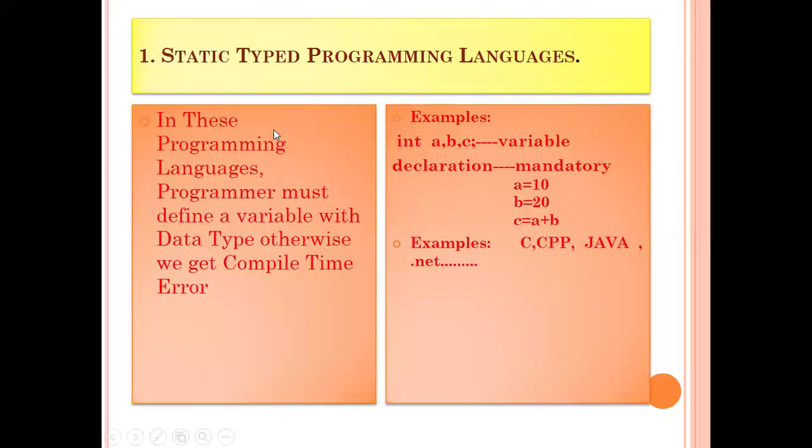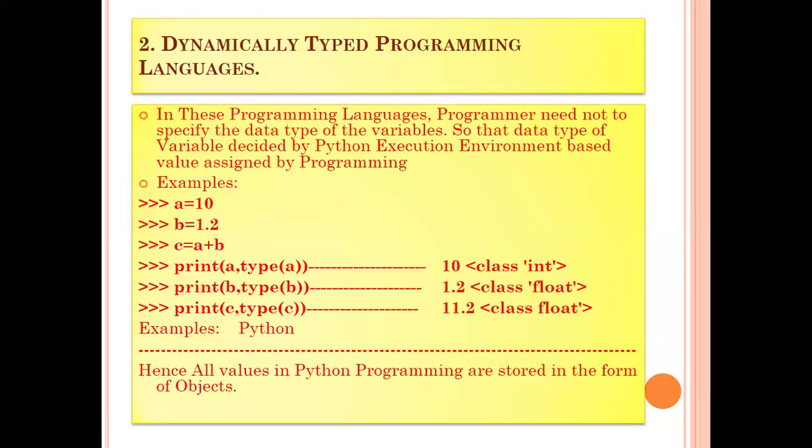Whereas in the case of Java, we need to declare the variable like int A, B, C. Declaration is mandatory here. We can go ahead with C, C++, Java, .NET, where declaration is mandatory, but in Python, it is not mandatory, right? The programmer need not specify the data type of the variable. Clear? So all the values, as I've told you, are stored in the form of objects in Python.